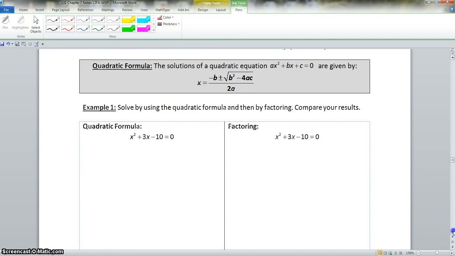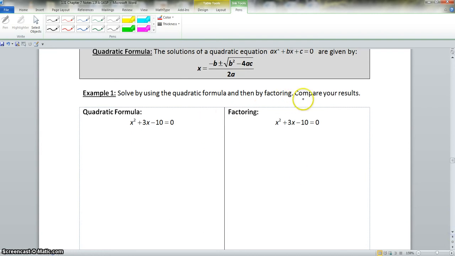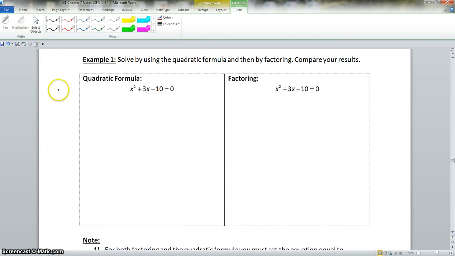Now it says solve by using the quadratic formula and then by factoring, and compare your results. Okay, the first thing we need is our a, b, and c. A here is 1, b is 3, and c is negative 10. So we'll use the quadratic formula.